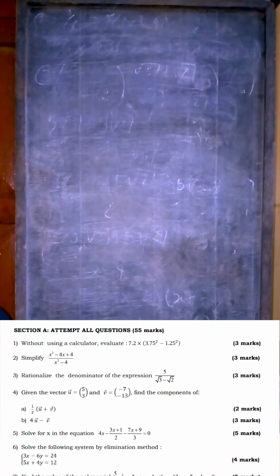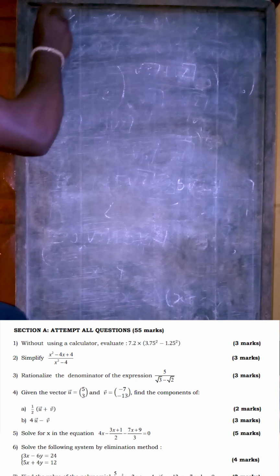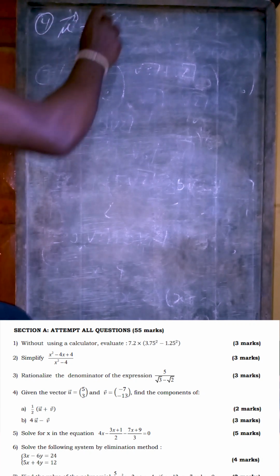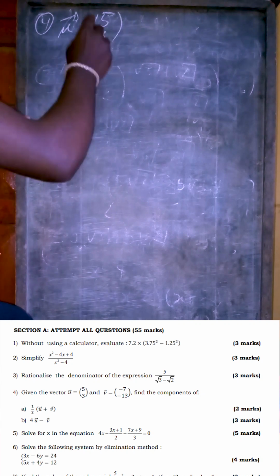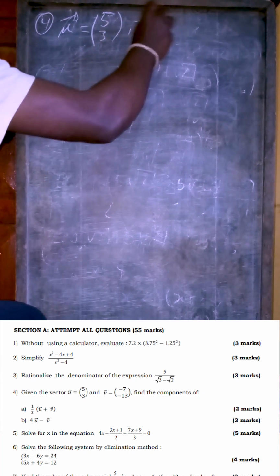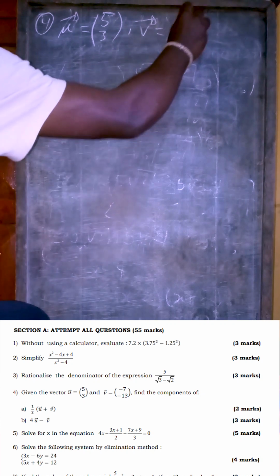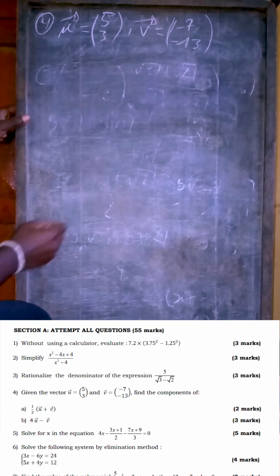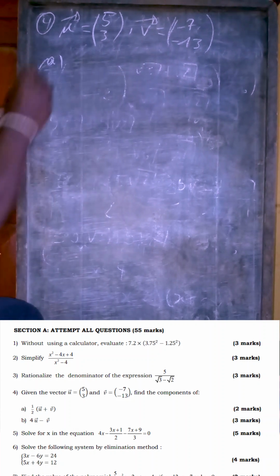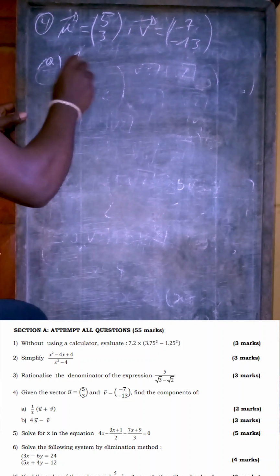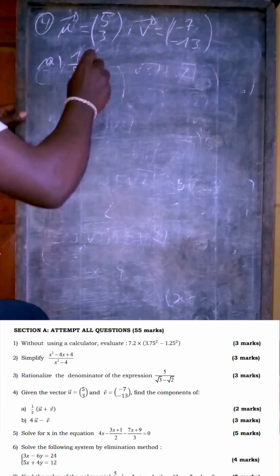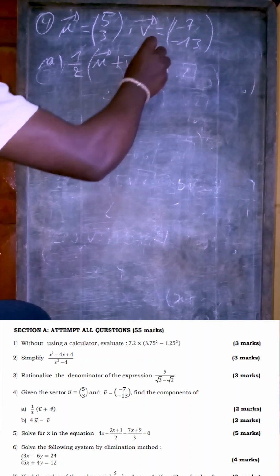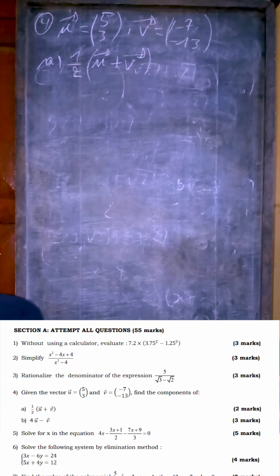Where we are given the vector u. Question number 4. Vector u is (5, 3), and we also have a vector v, which is (-7, -13). Then we are asked, subquestion A, to find one over two u plus v as a vector.